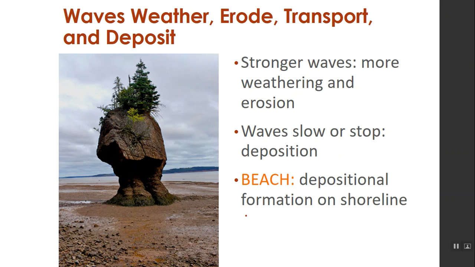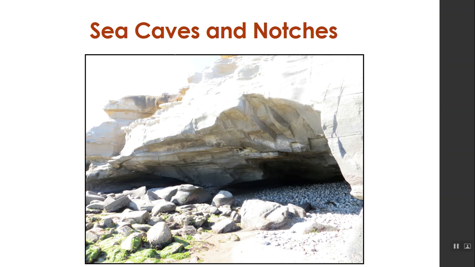We have much stronger waves on the West Coast. We are an erosional coast. On the East Coast, we have much shallower water, less strong waves, and we are mostly a depositional coast. Here's an example of a sea notch or a cave, which is another erosional feature. As those waves are crashing along, it's slowly eroding away at that rock face, and you can see even inside of that cave lots of little pieces of deposited material.